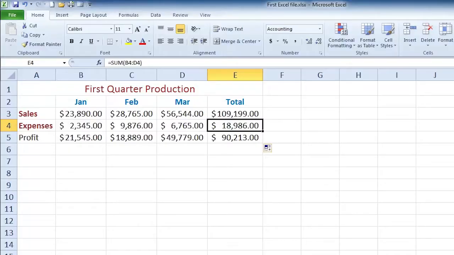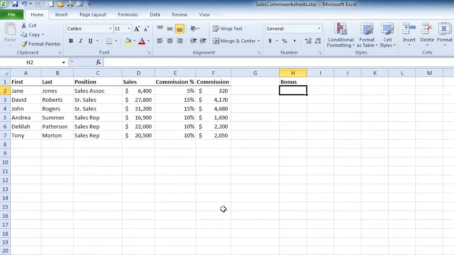Okay. So let's go and pull up Excel. I have a few files open down here. Pull up that one on the far left, Sales Commission. This is a worksheet we've dealt with several times. It has the sales, the percentage, and the amount of commission each person is earning. And notice I have in column H a bonus.